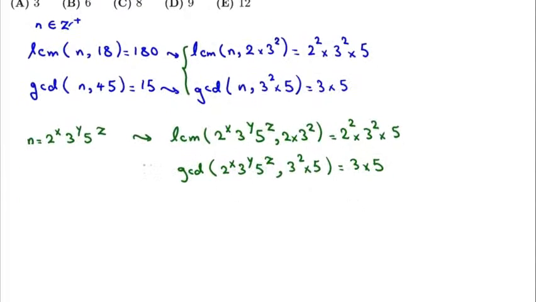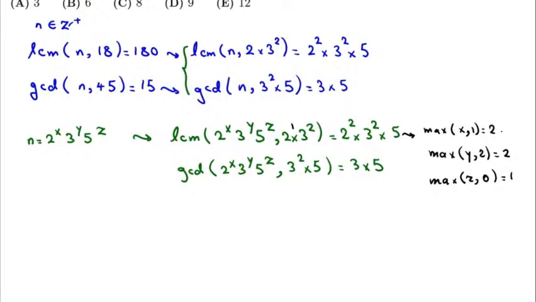Now, in the next step, I know in LCM we should consider the maximum. So, from this part, for the power of 2, maximum of x and 1 is 2 here. In LCM, we consider the maximum of the powers. Maximum of y and 2 for 3, the power of 3 is 2. And the next one, maximum of z and 0, sorry, here we don't have 5, so maximum of z and 0 equal to 1.